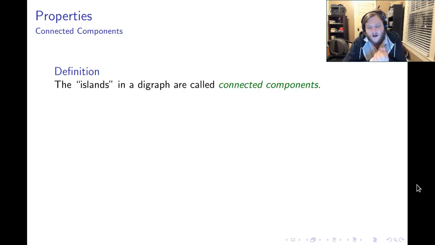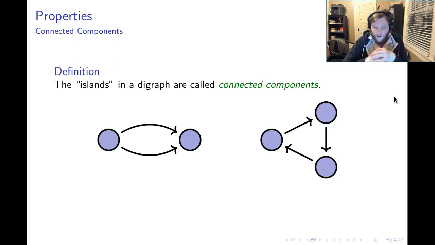The next piece of vocabulary I'd like to introduce is the notion of connected components. I like to think of these as the islands in a digraph. So the islands in a digraph are called the connected components. So here we have a small example. Here we have a directed graph with, let's see, it looks like we have 5 nodes and also 5 arrows.